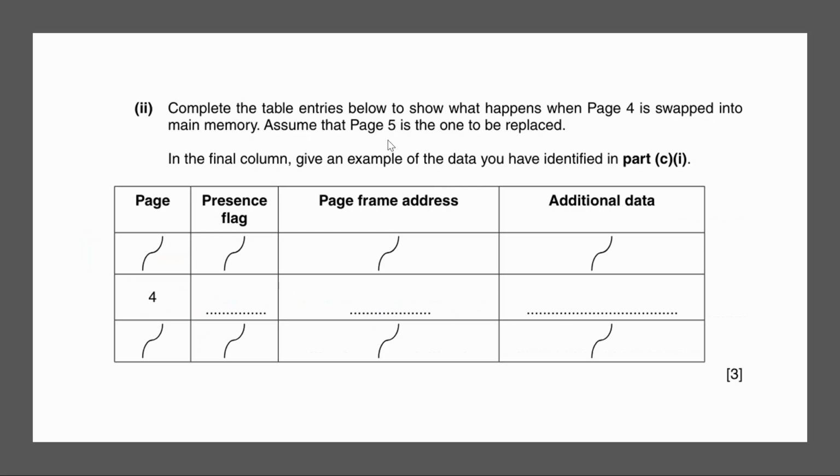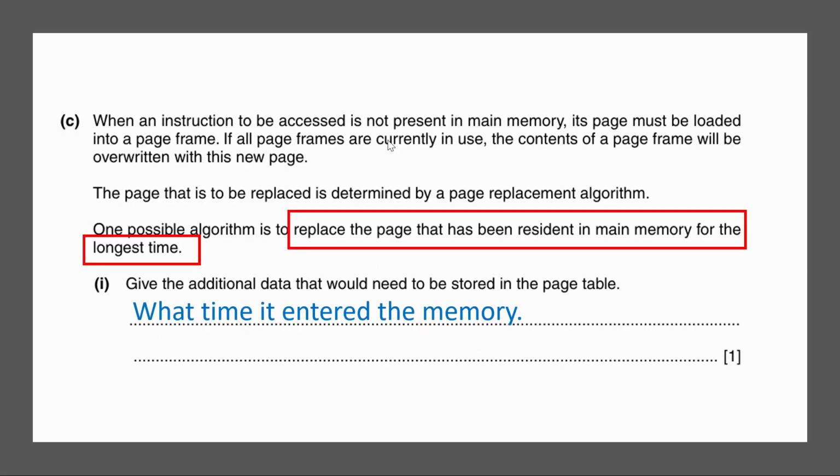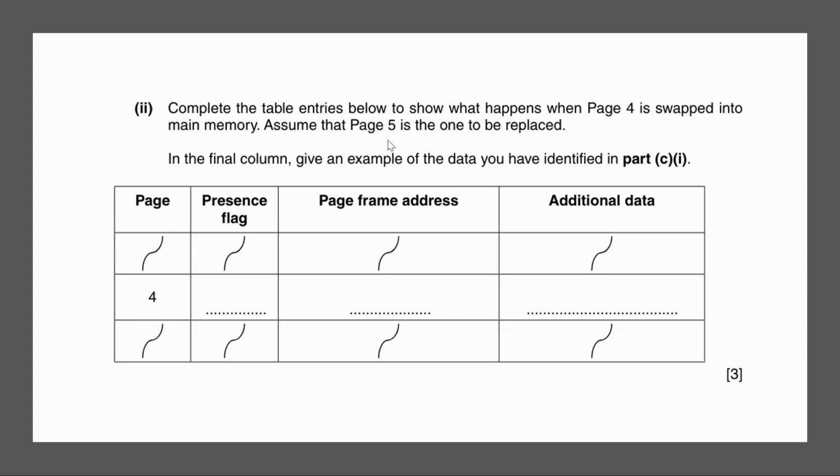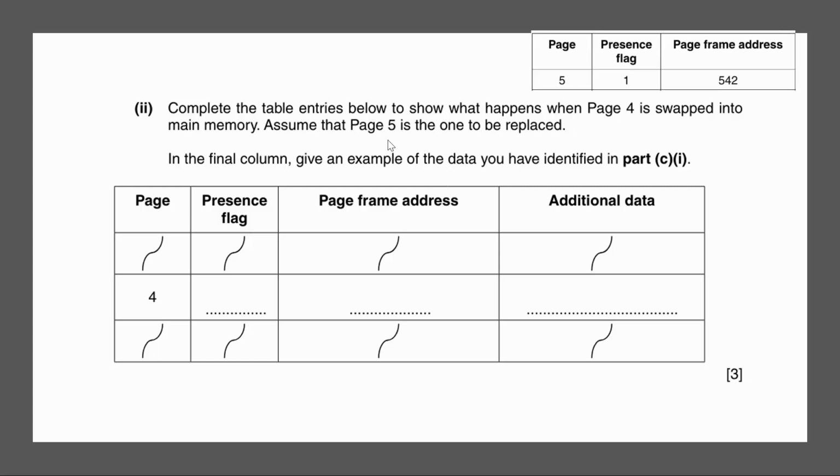Which brings us to this question. Complete the table entries below to show what happens when page 4 is swapped into main memory. Assume that page 5 is the one to be replaced. In the final column, give an example of the data you identified in part C1. Well, what did we just identify? We said what time it entered the memory. So we're going to need to give an example of that. I look at page 5 as it has a presence flag of 1 and the page frame address 542. And that is what I need.